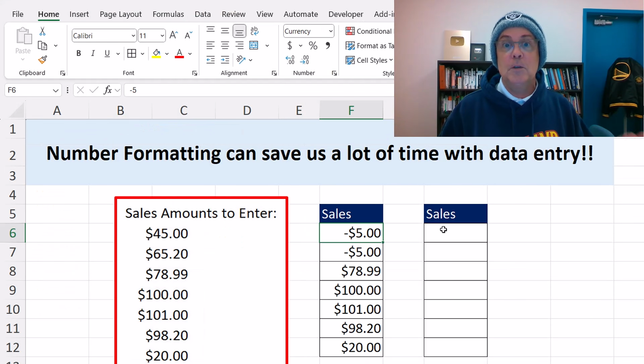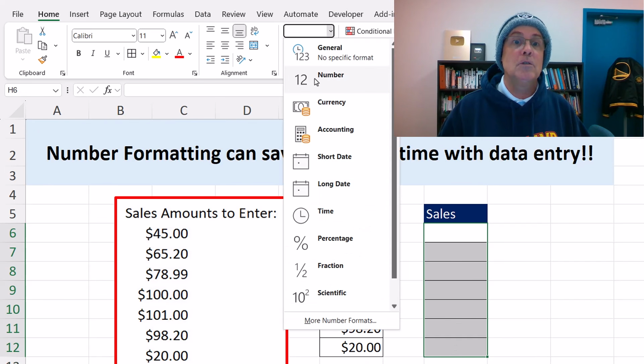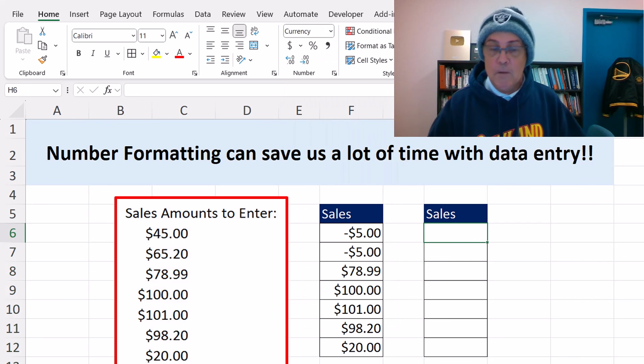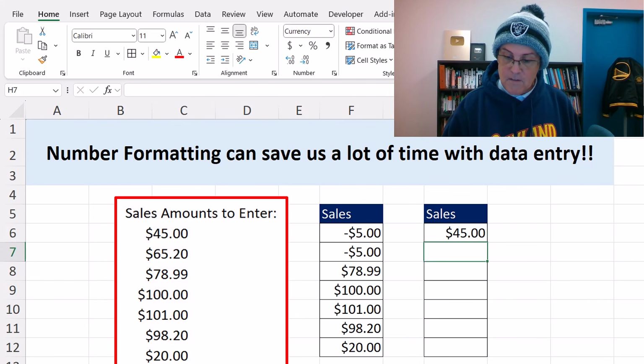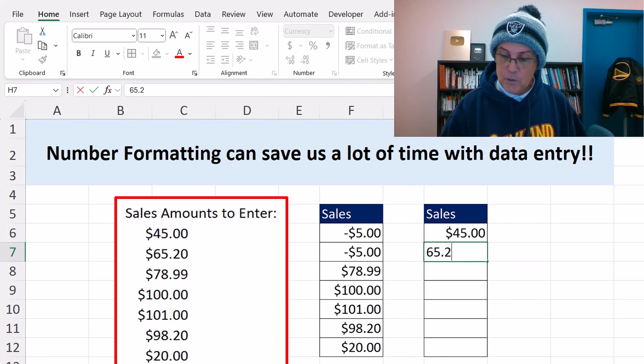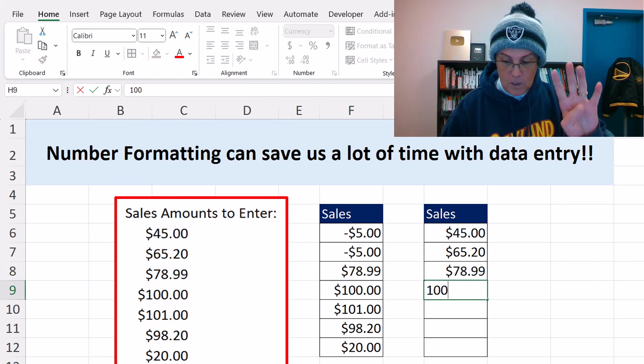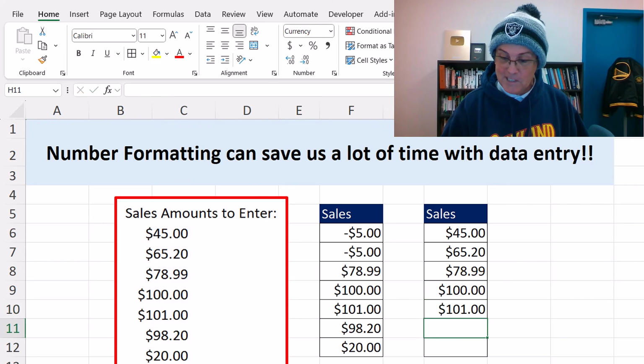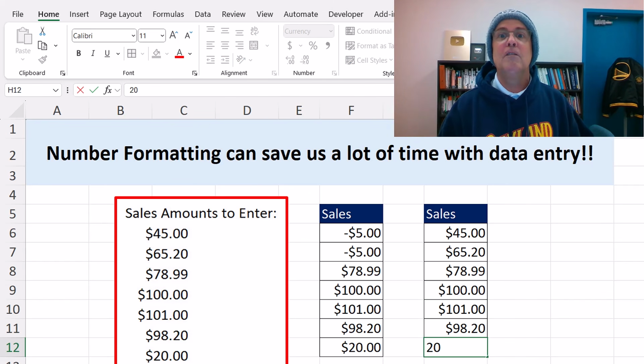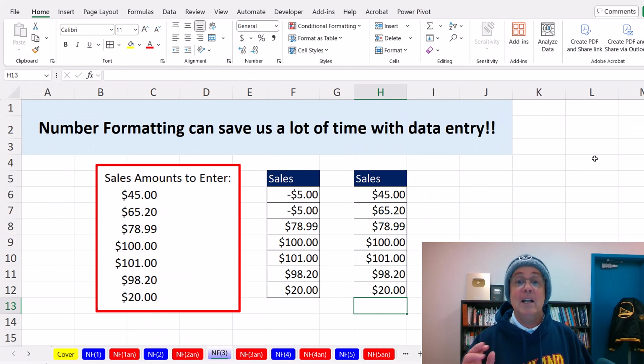Now another way to do this is to just highlight and pre-format. We'll use the drop-down Currency. And now we just get to go 45, enter, 65.2, 78.99, 100. I saved 4 clicks. 101, 4 clicks. 98.2, 2 clicks. And 20, 4 clicks saved. That's a lot of clicks saved over time. So much so, well, maybe you have an extra day of vacation.